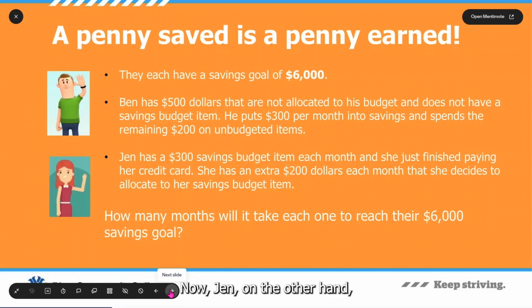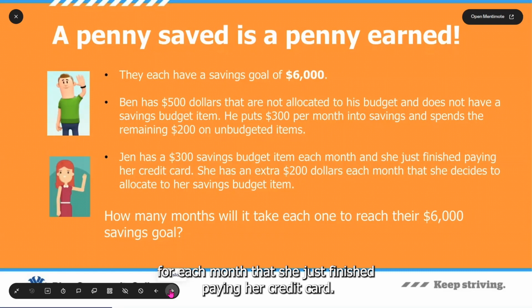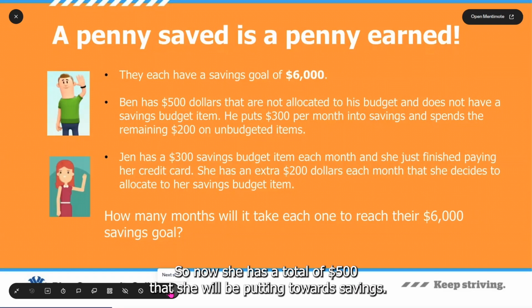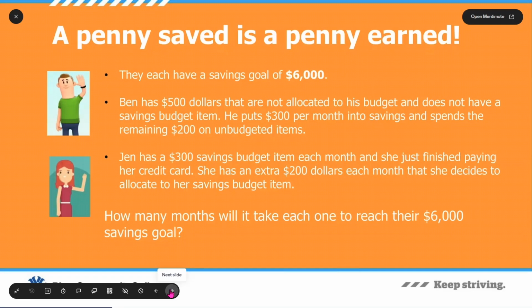Now, Jen, on the other hand, she has a $300 savings budget item for each month, but she just finished paying her credit card. So she has an extra $200 that she's going to add to her savings budget item. So now she has a total of $500 that she will be putting towards savings. So how many months will it take each one to reach their $6,000 savings goal?